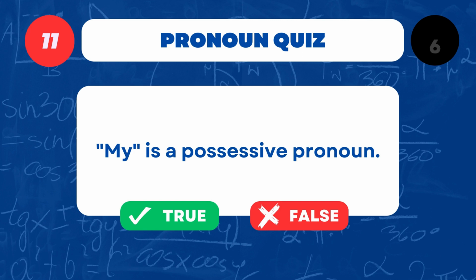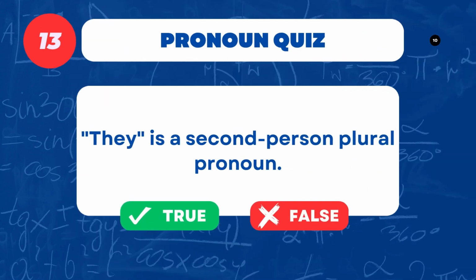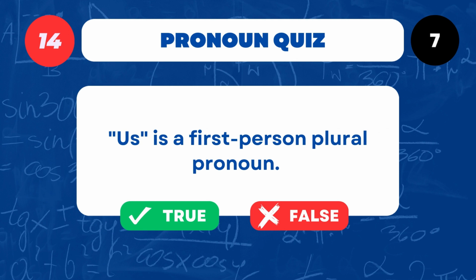My is a possessive pronoun. True. She is a third person singular pronoun. True. Number 13. They is a second person plural pronoun. True or false? False. Us is a first person plural pronoun. True.